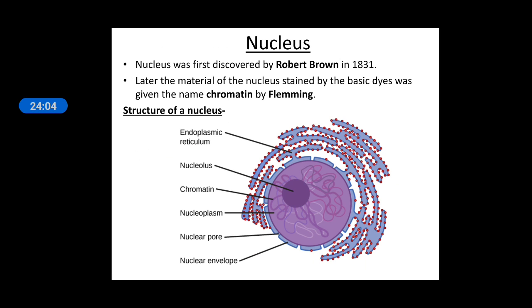Now the new topic of this chapter is nucleus. Before this we have seen all the cell organelles which are present in the cytoplasm. Now we will talk about the brain of the cell, because it regulates all the functions of the cell. Therefore nucleus is known as the brain of the cell. It was discovered by Robert Brown in 1831.